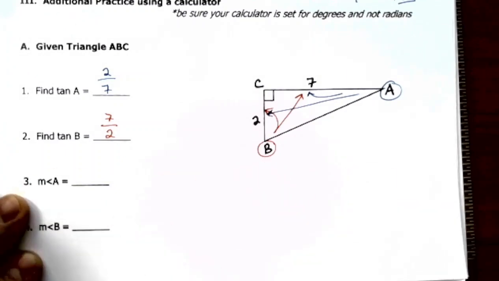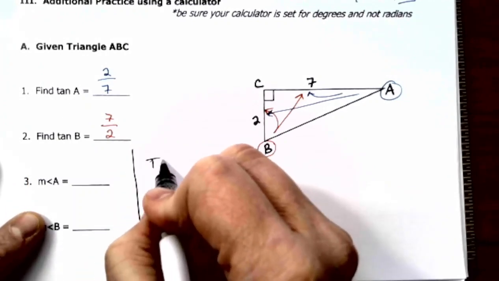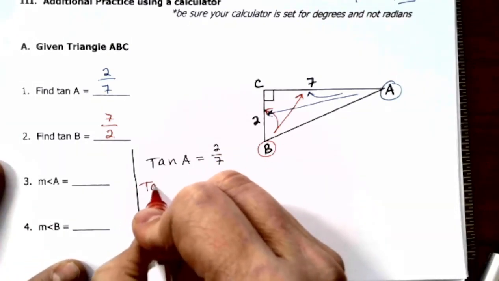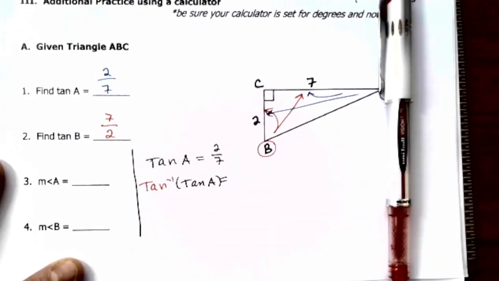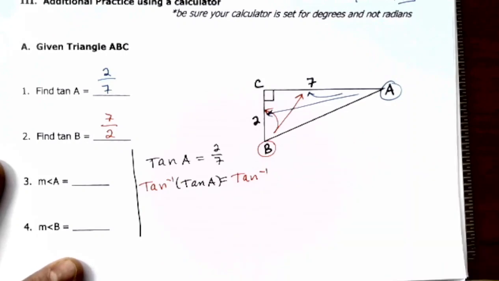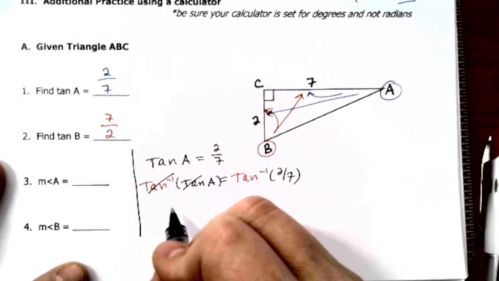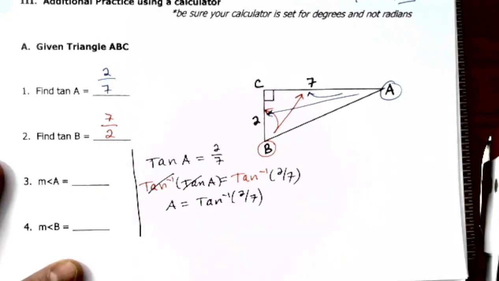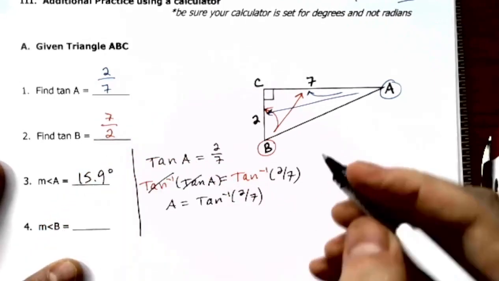All right, number 3, find the measure of angle A. So we're going to use this relationship to find the measure of A. Tangent of A equals 2/7. Now we're going to arctangent both sides. So arctangent tangent A equals arctangent 2/7. The arctangent cancels the tangent out, and I've got the measure of angle A is arctangent of 2/7, and I put that into my calculator, and I end up with 15.9 degrees.